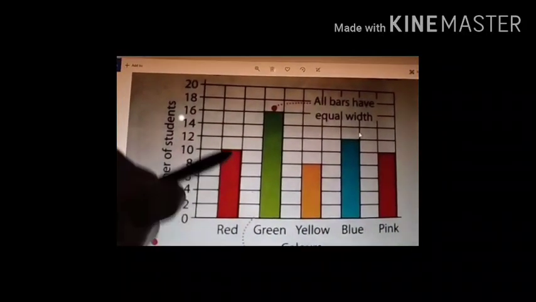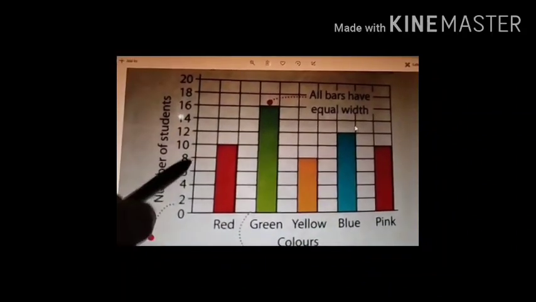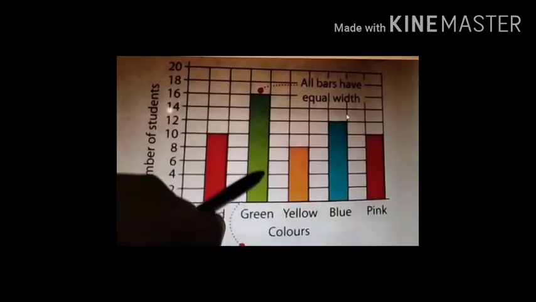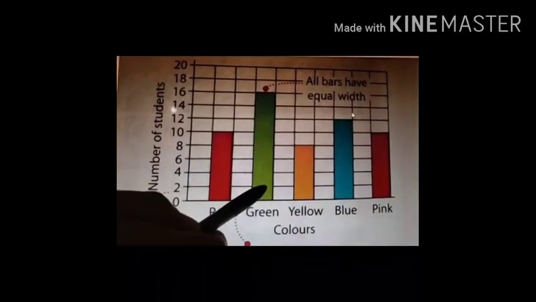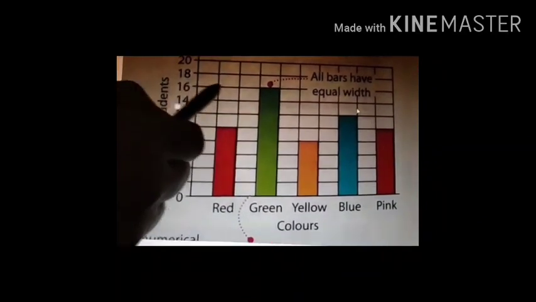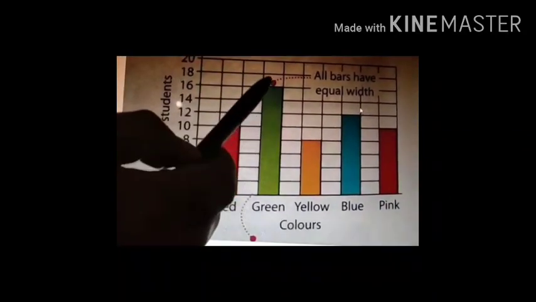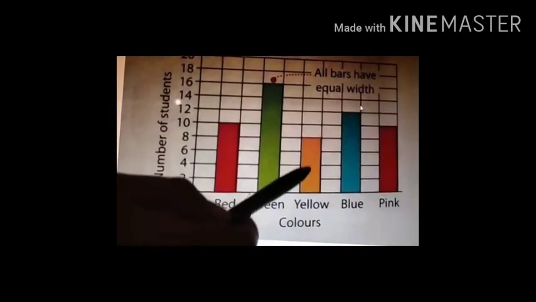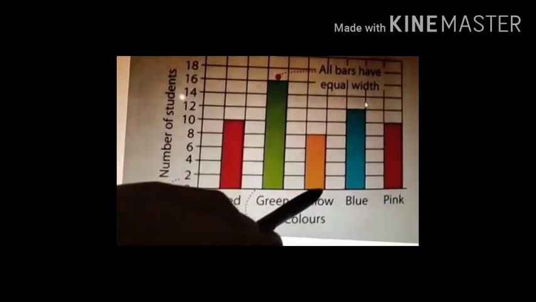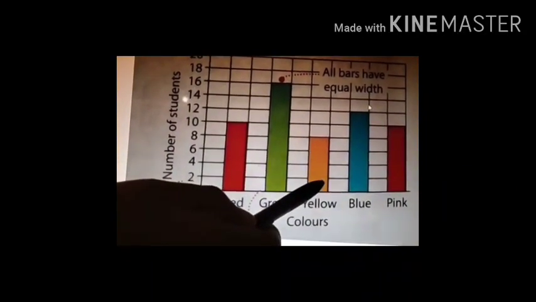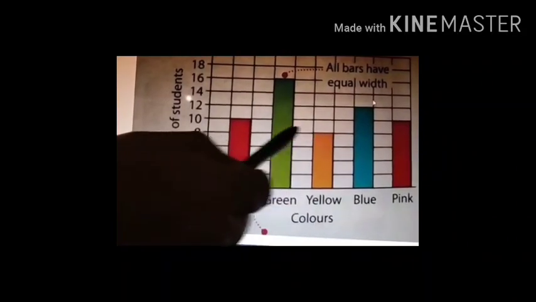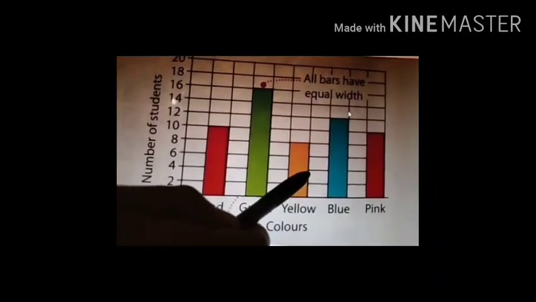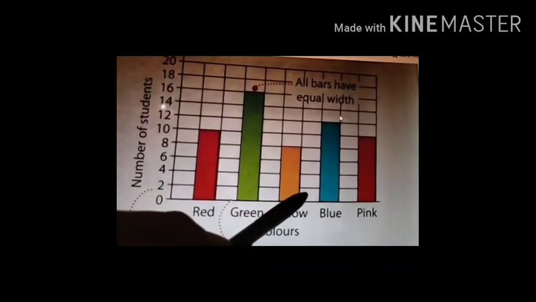See the red bar, it goes till 10. It means red color is liked by 10 students. Go to the next, green. See the height of green, it goes till 16. It means green color is liked by 16 students. Now move to the next. This is the yellow color. See its height, it goes till 8. It means yellow is liked by 8 students.